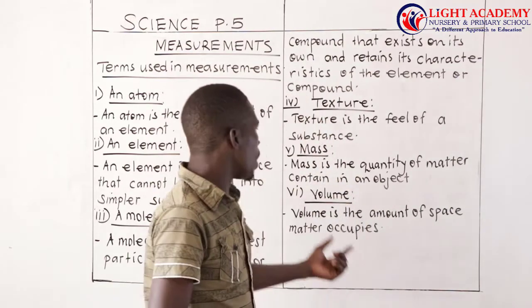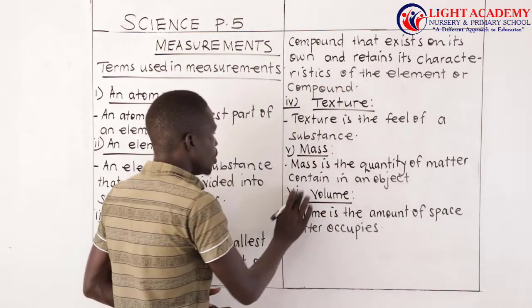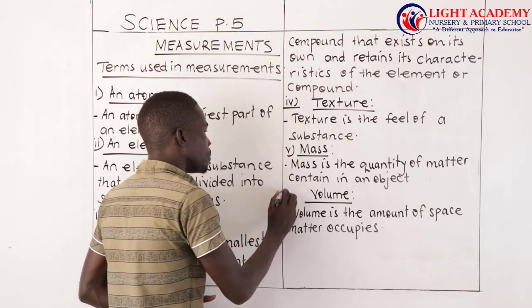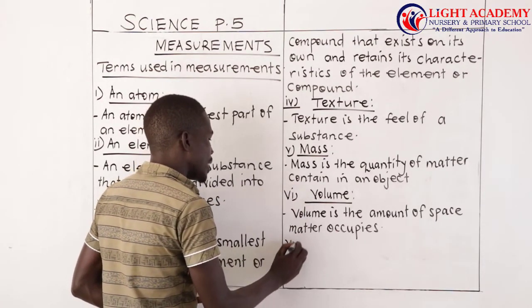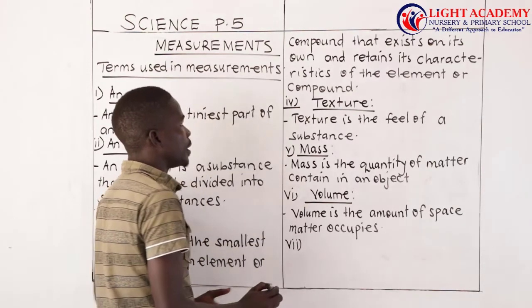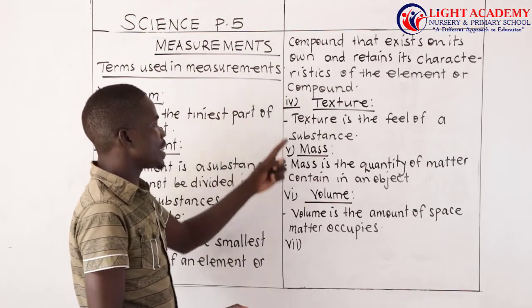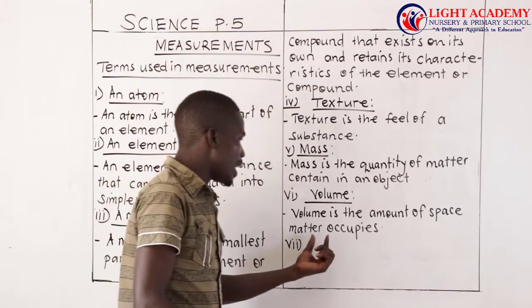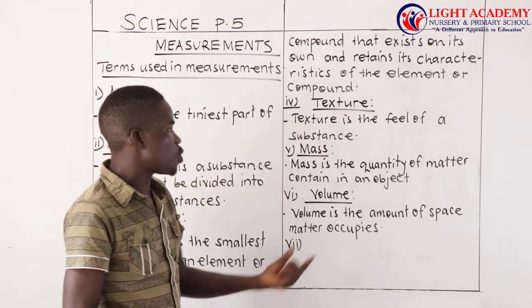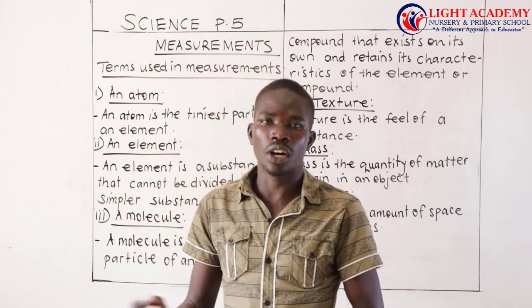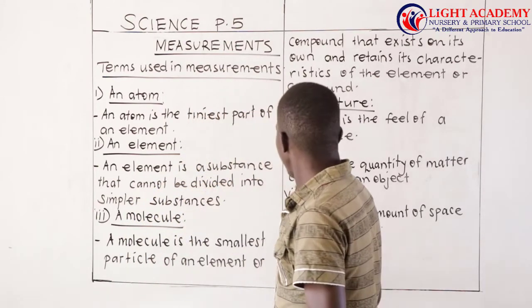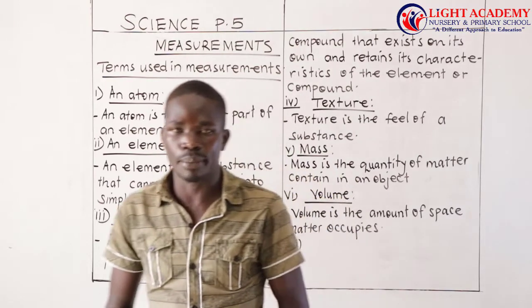Now, we are going one by one. After looking at volume, we look at another term, the seventh term here. We have looked at texture, we have looked at volume. Now again we have come up with matter, because this word matter is circulating every now and then. Now we look at what is matter.